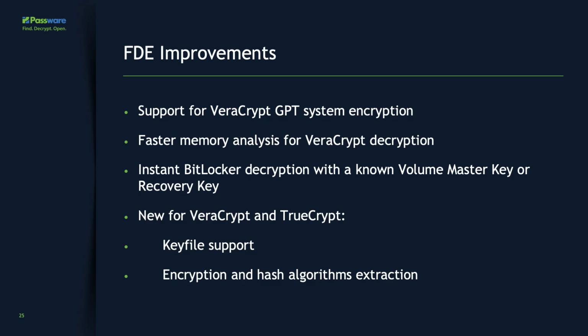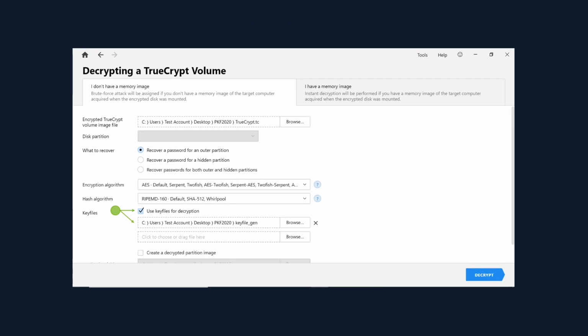And more about this on the next slide. So a key file is a file whose content is combined with a password, and until the correct key file is provided, no volume that uses the key file can be mounted. Now, it's rare that a suspect would use a key file for encryption, but in a situation where it has been used, PKF now supports this.